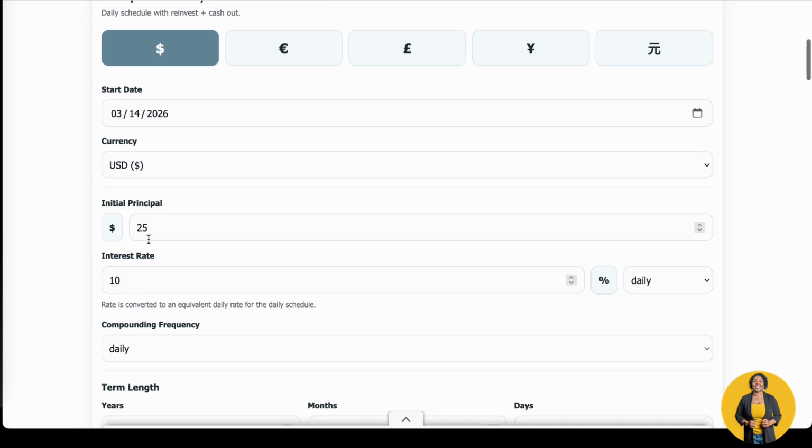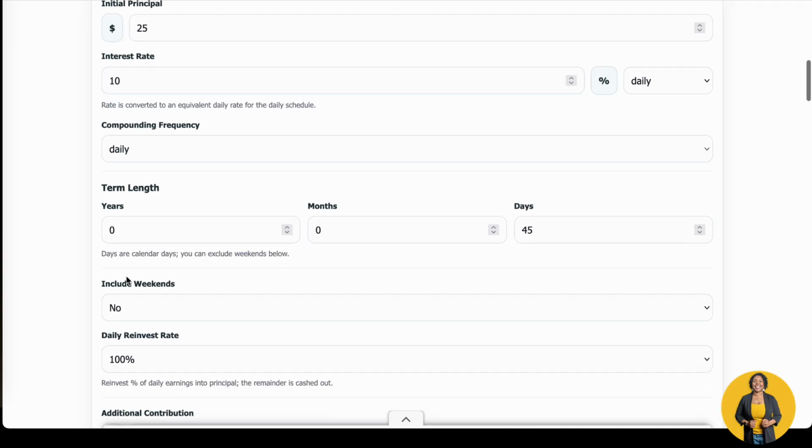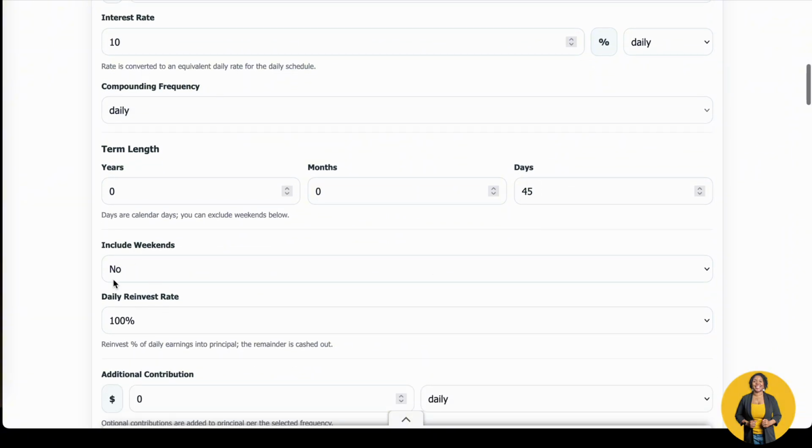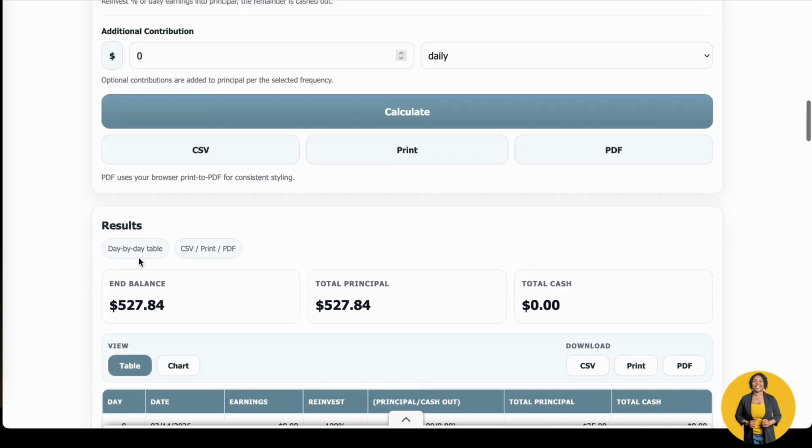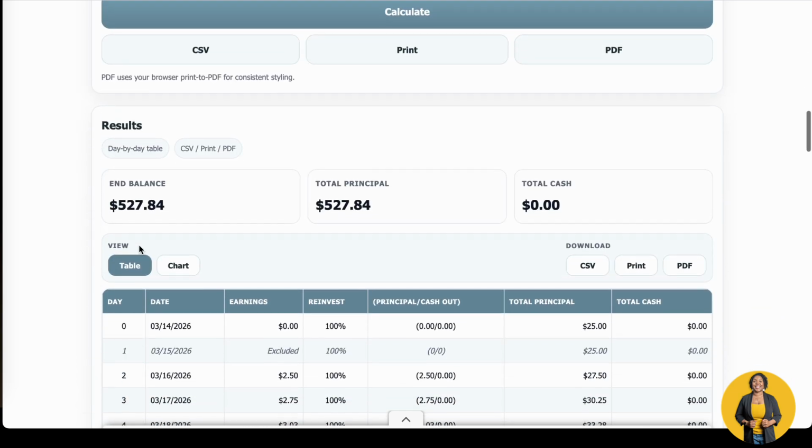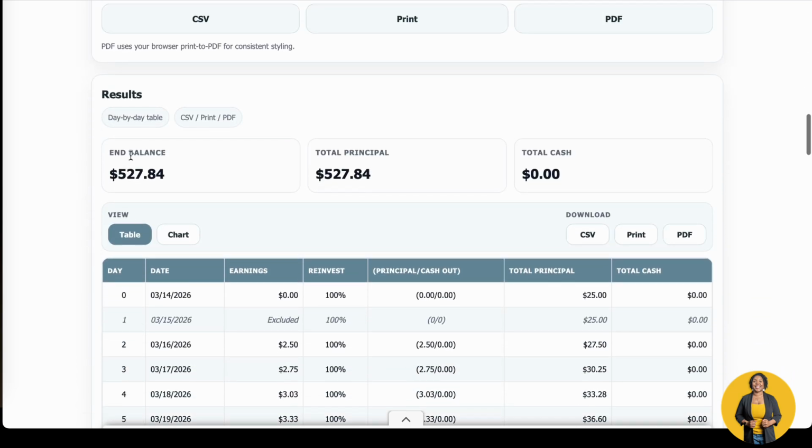So we're going to go $25. We're going to do 10% daily. We're going to do it for 45 days. 45 days with no weekends. Rest on the weekends. Take your time. Go do something else, right? Now, what that looks like is $527 after 45 days. After 45 days, you're going to close your account with $527 that you can withdraw back into your account.